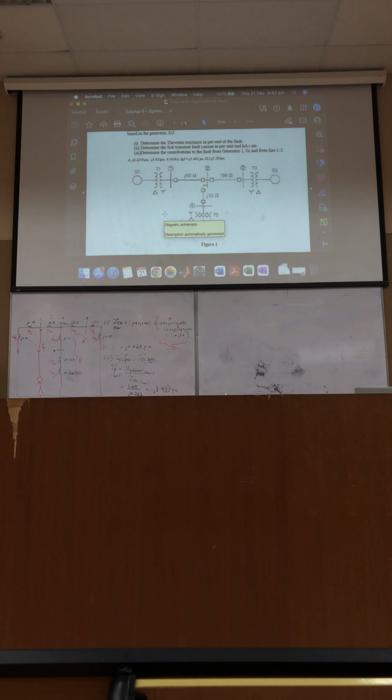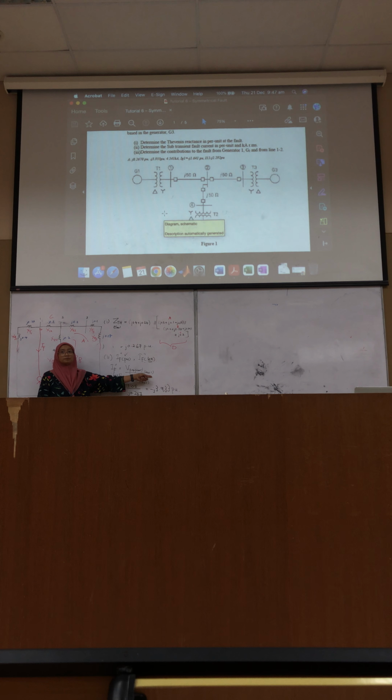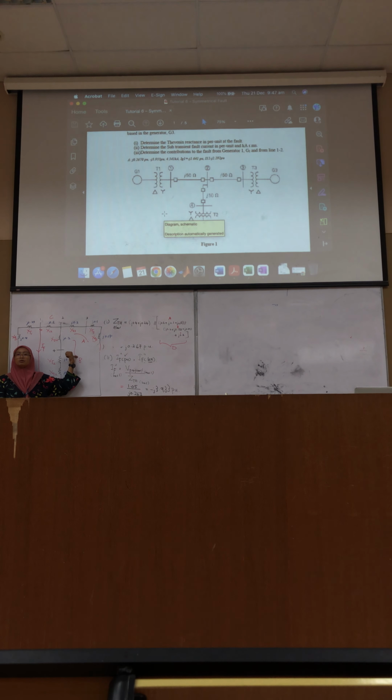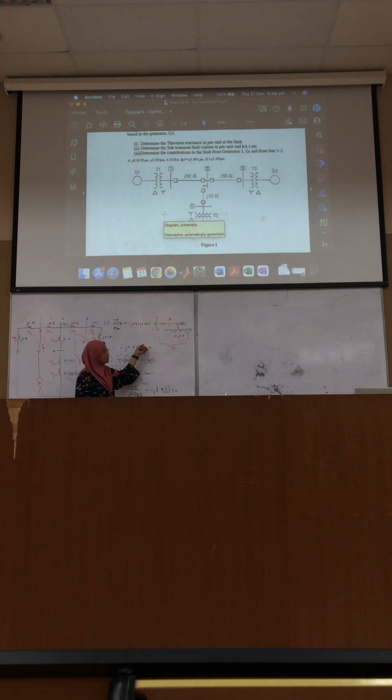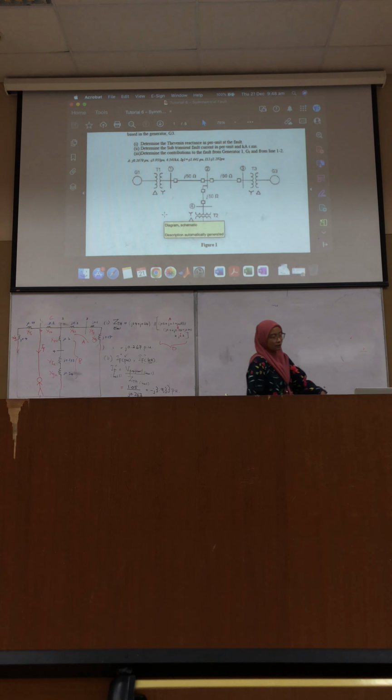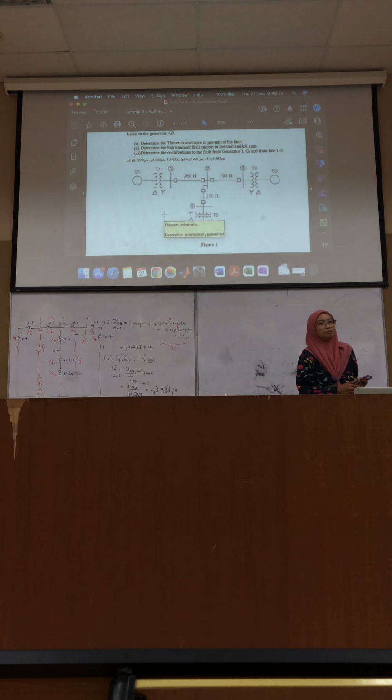0.267. Now, I fault. This is the equation for I fault: I fault equals V prefault divided by ZTH. I fault at bus 1, so you need to find V prefault at bus 1. In this case, they gave the actual value, 525. You can't directly divide by j0.267, because that is in per unit. So you need to find the pre-fault voltage in per unit.